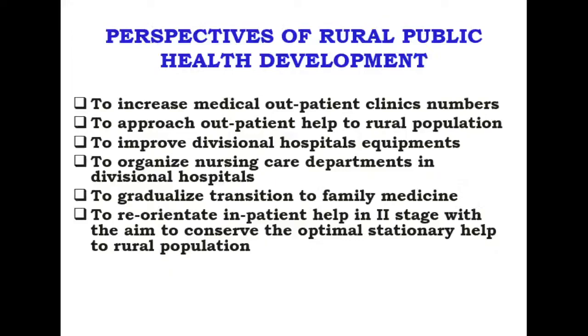What about the perspective of rural public health development? To increase the number of medical outpatient clinics, to bring outpatient health care closer to the rural population, to improve divisional hospital equipment, to organize a nursing care department in the divisional hospital, to gradually transition to family medicine, and to reorient inpatient health care in the second stage with the aim of providing optimal stationary health care to the rural population.